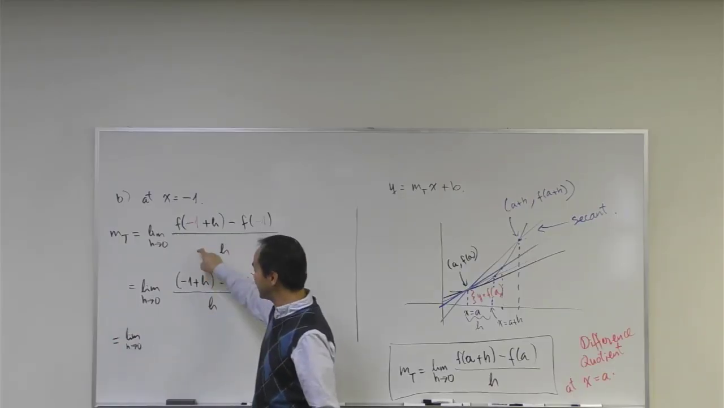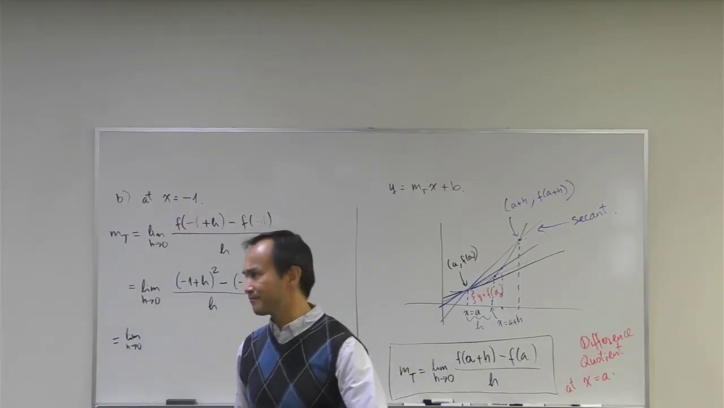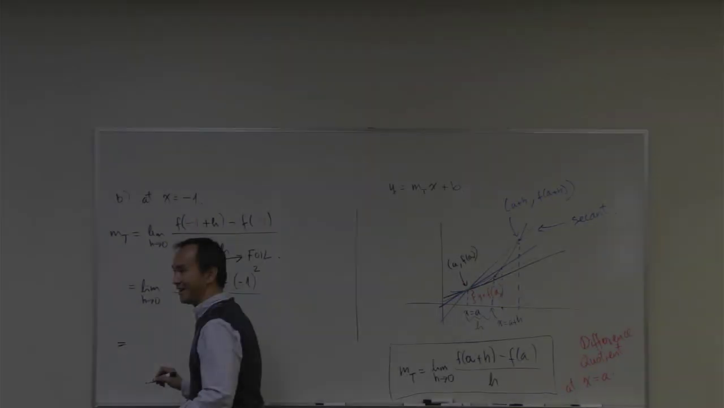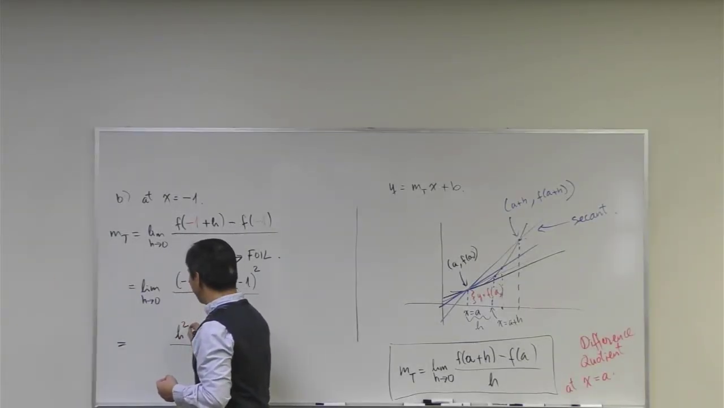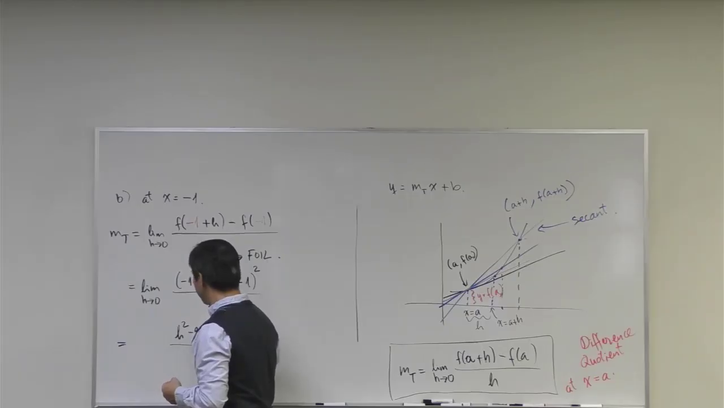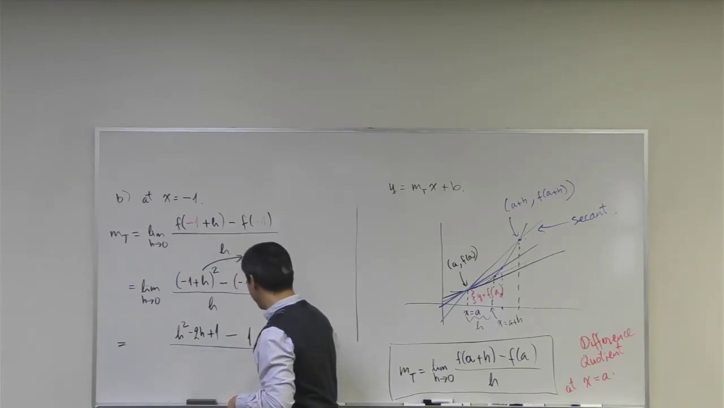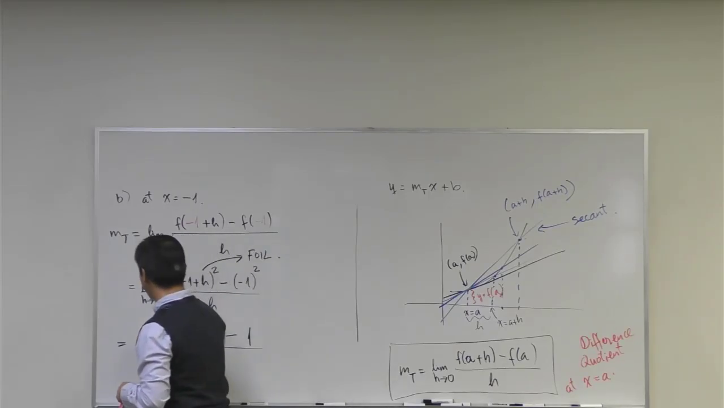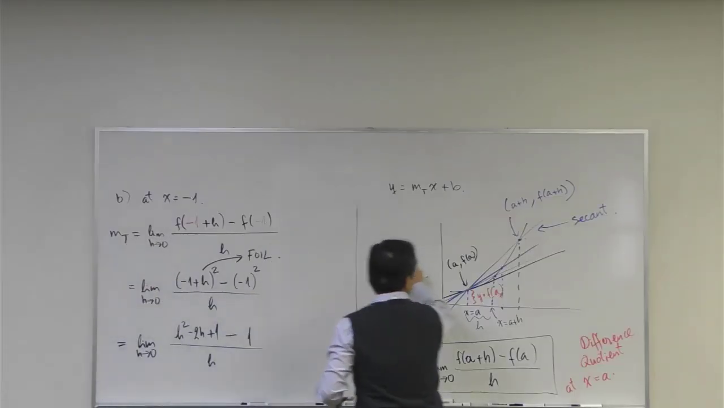So why don't you guys take your time foiling out this (-1 plus h) all squared? Okay, please. h squared minus 2h plus 1. Okay. h squared minus 2h plus 1, right? I agree. And we're subtracting 1, right? Put over h, limit as h goes to 0 again. All right? Now I can put this away.